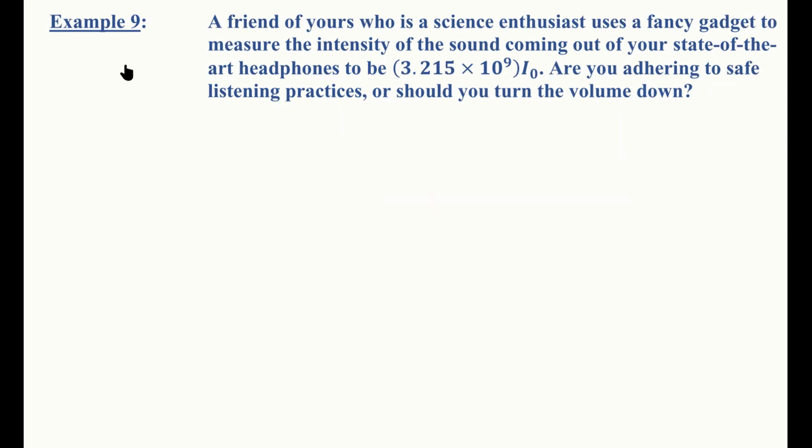All right, so in this example, a friend of yours who is a science enthusiast uses a fancy gadget to measure the intensity of the sound coming out of your latest state-of-the-art headphones, and they calculated it to be this much above that threshold sound which we discussed. And we want to know if you're adhering to safe listening practices or whether you should go ahead and turn down the volume. So just to remind you, let's take a look at that formula again.